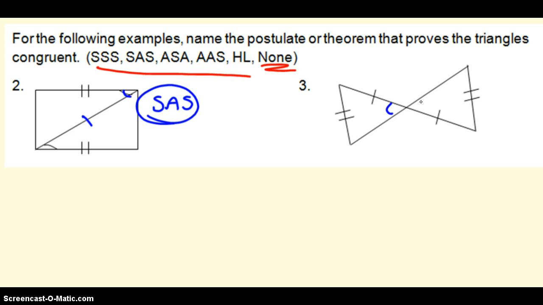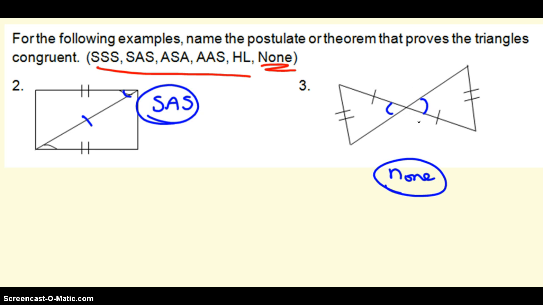On number 3, we see that these two angles are vertical angles and are therefore congruent. So I have one pair of congruent angles and two pairs of congruent sides. So I can either be side, angle, side, or none. And the question is, is the angle included in between the two sides? And it's not, because this angle is the included angle, and I'm not given that. So the answer here will be none.